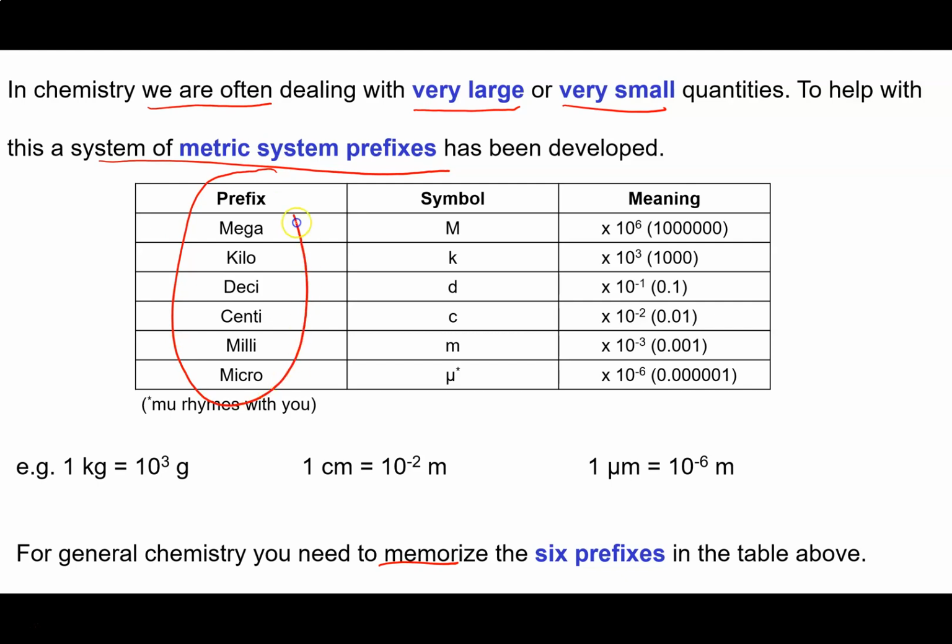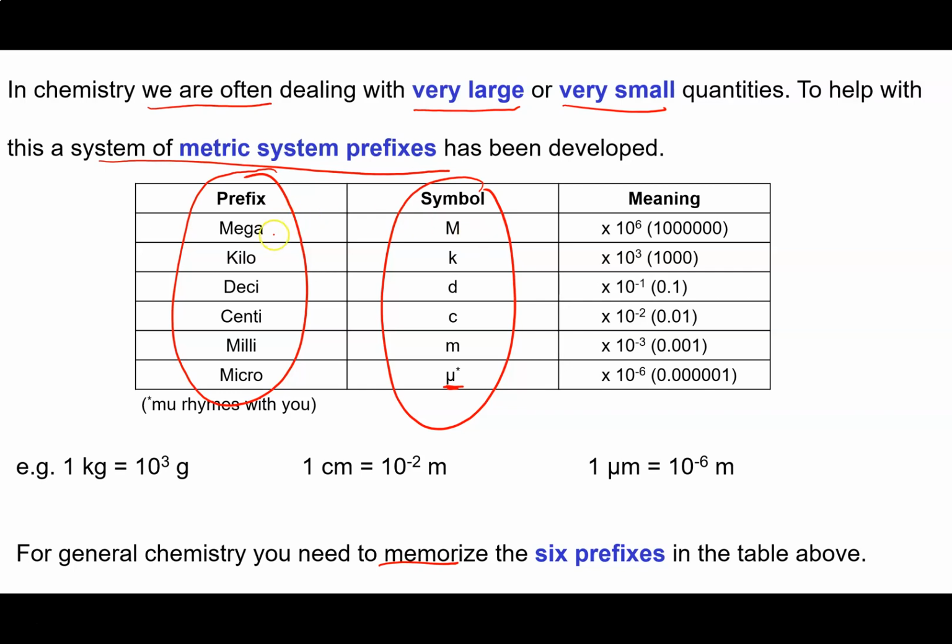Every prefix has a name, which is just a word. It also has a symbol, which is either an uppercase or lowercase letter. Normally it's an English letter, but one of the common ones does have a Greek letter. So micro has for its symbol the Greek letter mu, which is read as mu. And then the letters substitute for multiplying by a particular power of 10.